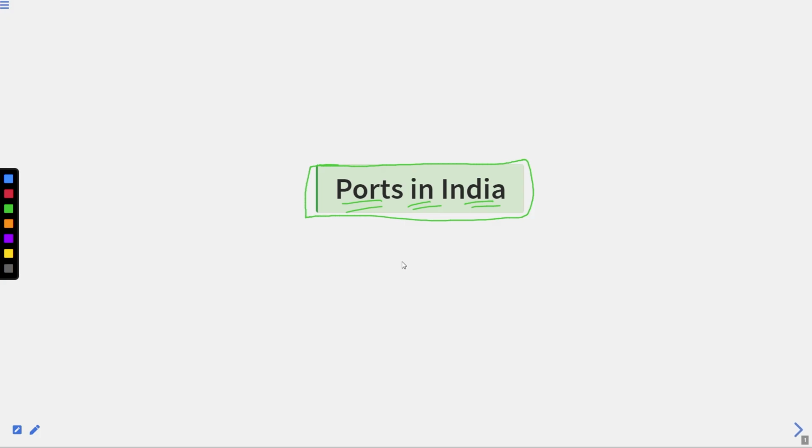Sometimes the establishment of the port will be asked to you. Sometimes the significance of the port will be asked to you. Sometimes the location could be asked to you. Okay. Sometimes you could be asked whether a port is a public port or privately owned.